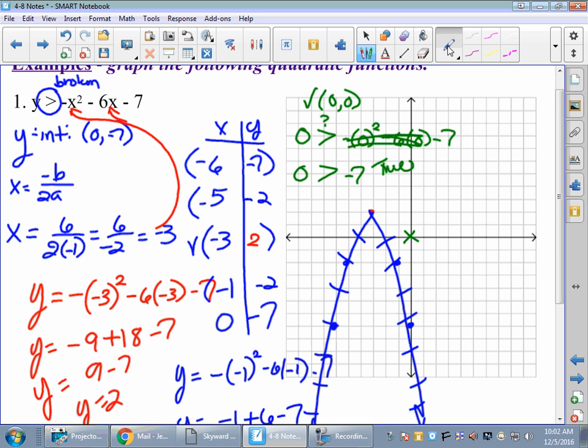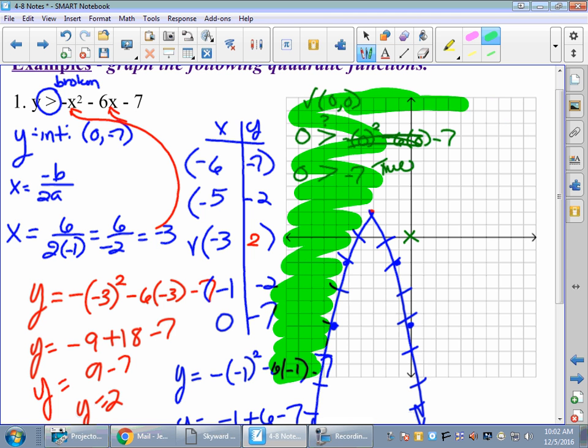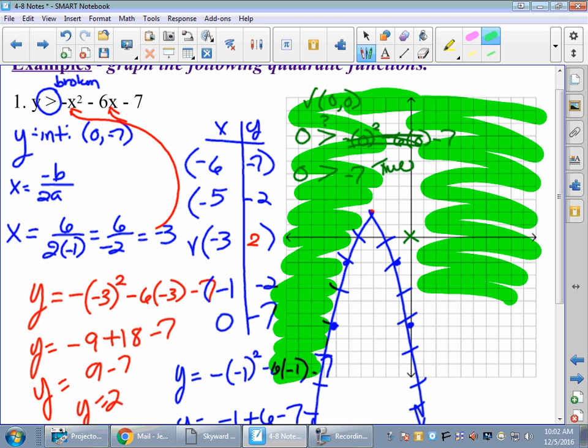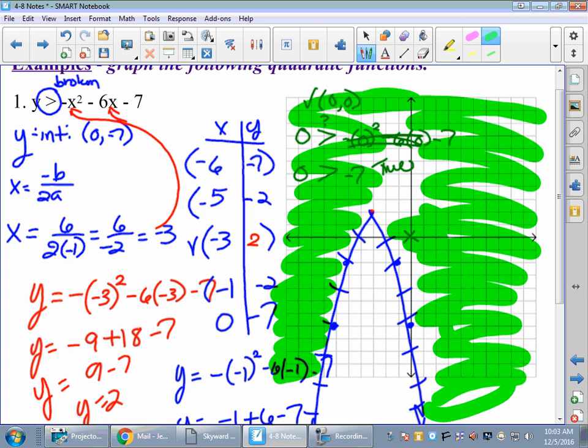I probably should have showed my work in a different spot other than where I'm shading. So we're going to shade on the outside because 0 is greater than -7. And there you have it.